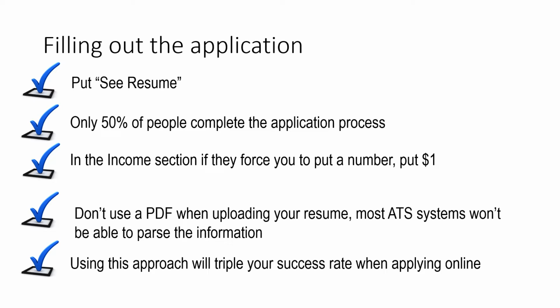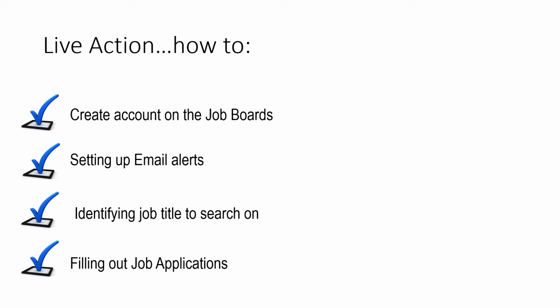And in addition, we talked earlier about the income section, like we don't want to tell them what we make right now because that's going to affect our negotiation in some of the later modules. So in the income section, if they force you to put a number, just put $1. Okay? Don't put what your real income is because it's another business right now. We don't want them to know what your real income is. Don't use a PDF when uploading your resume. Okay, most applicant tracking systems won't be able to parse the information off a PDF, so upload it as a Word document preferably. That's the easiest for them to work with. And once again, this is going to really increase your success rate.